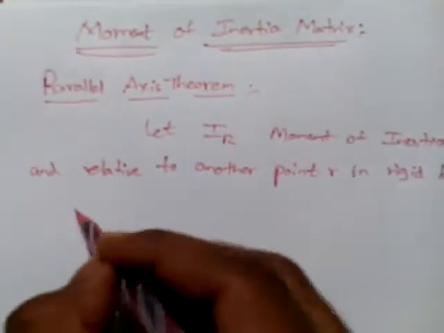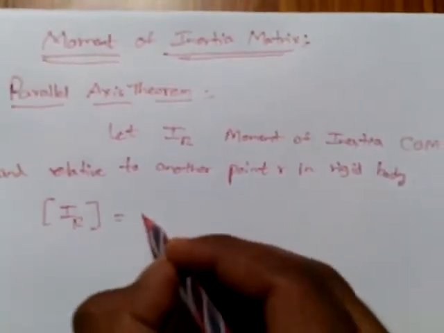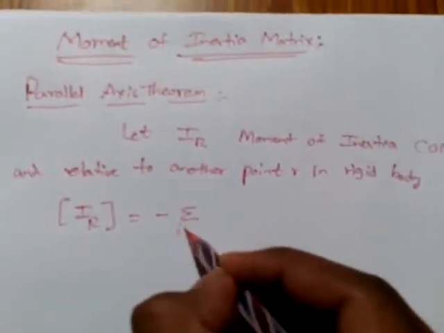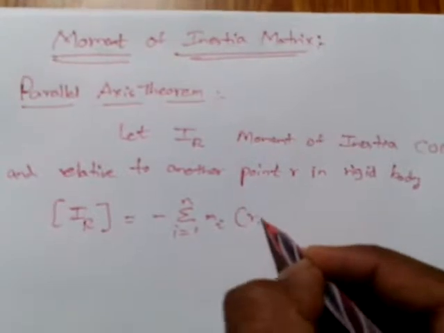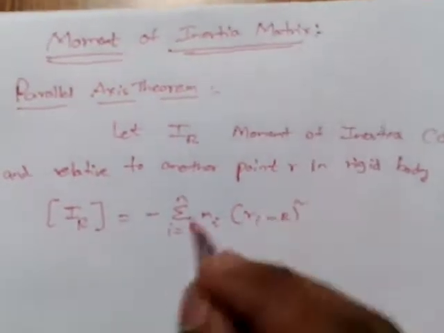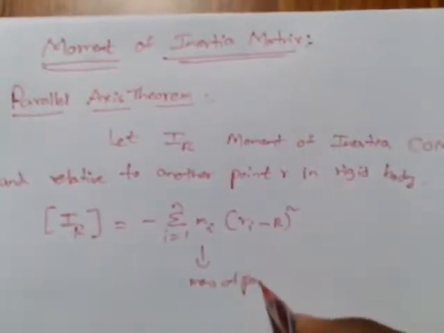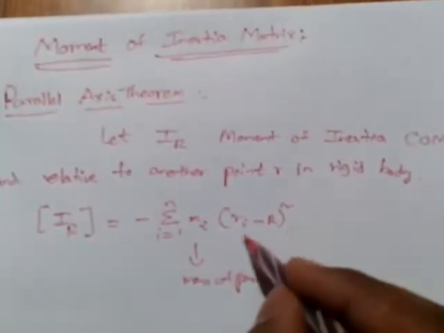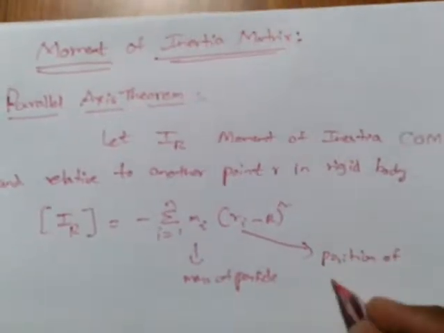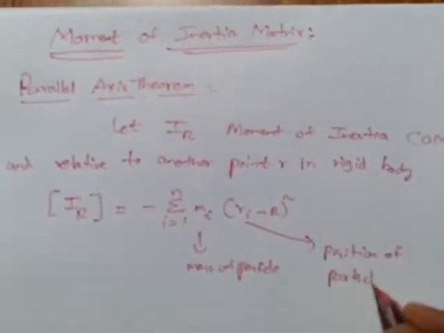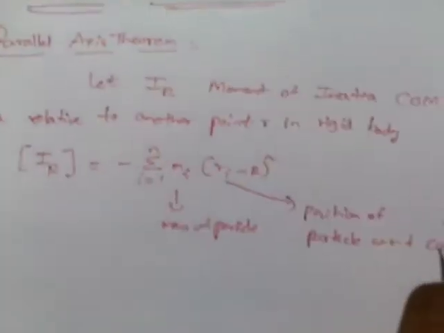Now I am writing the equation of the moment of inertia with respect to R. IR is equal to minus summation of i equals 1 to n, mi into (Ri minus R) whole square. Here mi is the mass of a particular particle, and Ri is the position of the particle with respect to the center of mass.